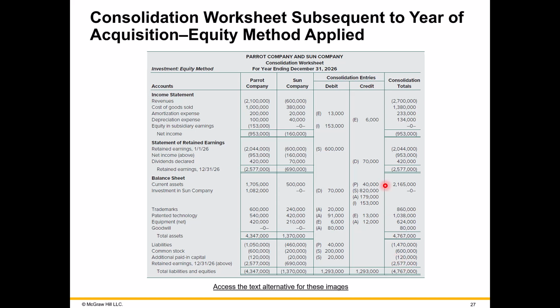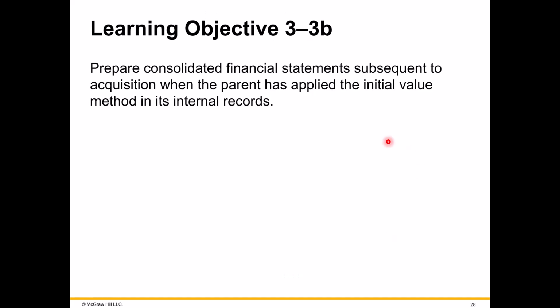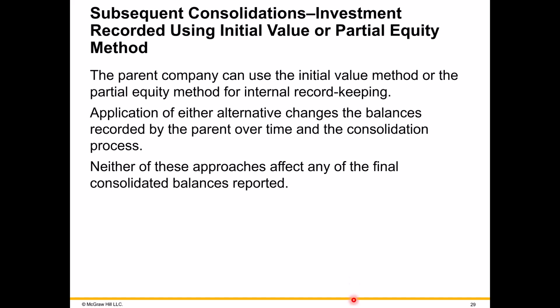So again, this is the equity method, just like we saw in the first video, but now in a subsequent year, subsequent to the year of acquisition. So let's move on to another method that the parent can use to track its investment in the sub, and that's this initial value method. There are really two methods we still need to look at, that initial value method and the partial equity method.